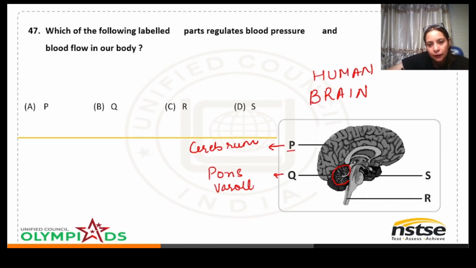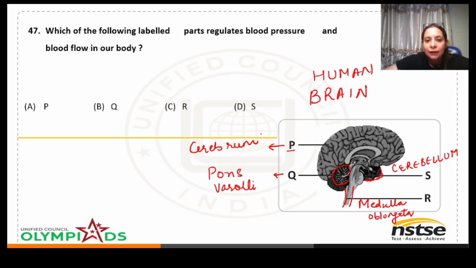This part which you can see here is cerebellum, the second largest part of the brain. And this R which you can see here, it extends into spinal cord and it is brain stem, or we can say it is medulla oblongata, that is brain stem.